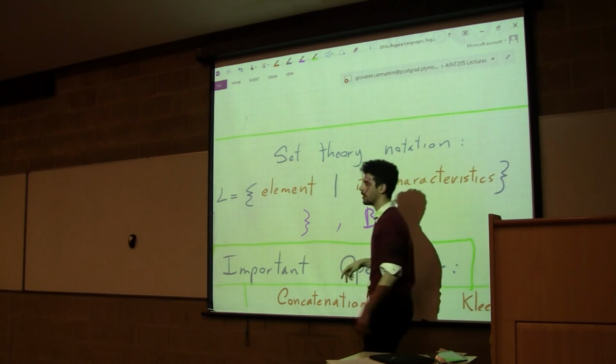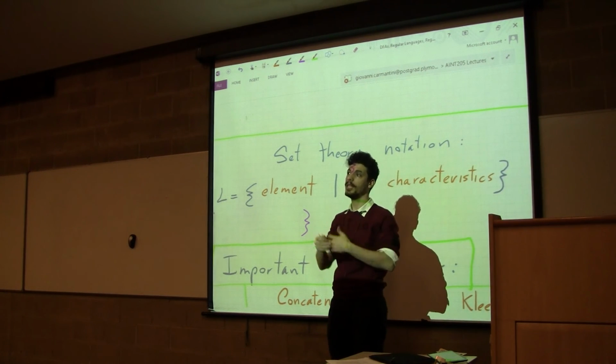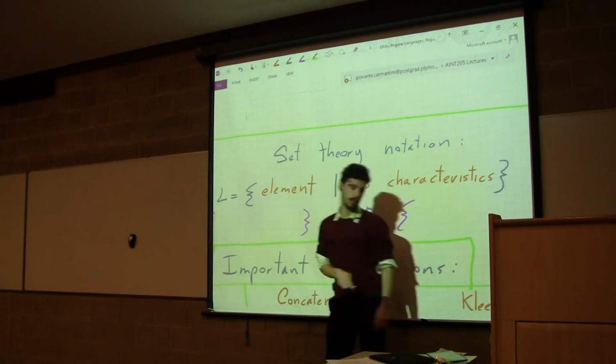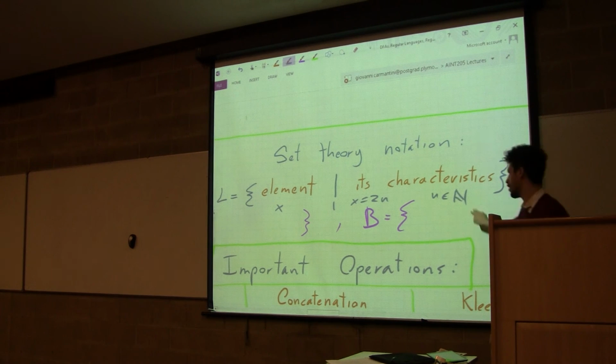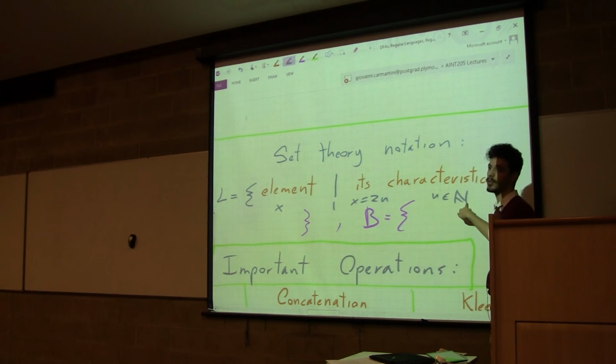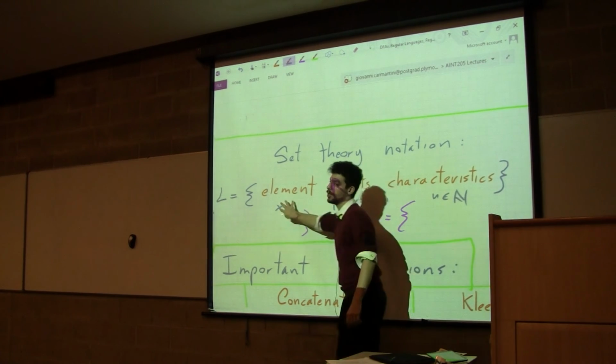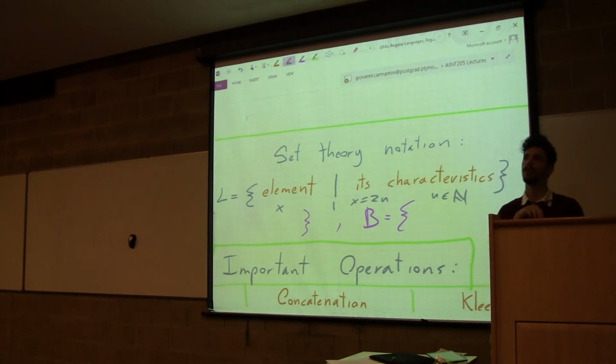For example, the set of even numbers. I wrote it down so it's clear. Each element of L, let's call the element X, is such that X is equal to 2n, where n is a natural number. This is the set of natural numbers, n belongs to the natural numbers. This is the set of even numbers. Is it all clear for you?